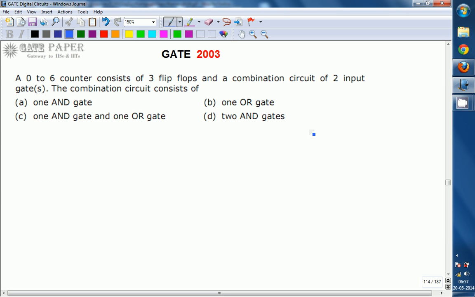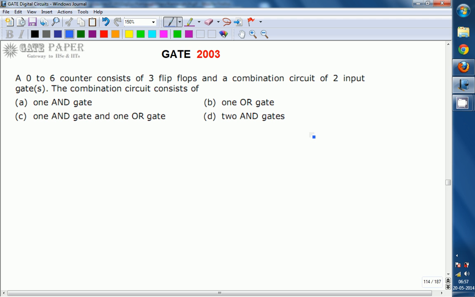Hello, we are discussing the GATE 2003 ECE paper, and the topic is related to digital circuits. A 0 to 6 counter consists of 3 flip-flops and a combination circuit of 2 input gates. The combination circuit consists of 1 AND gate, 1 OR gate, 1 AND gate and 1 OR gate, 2 AND gates. What will be the right answer for this one?